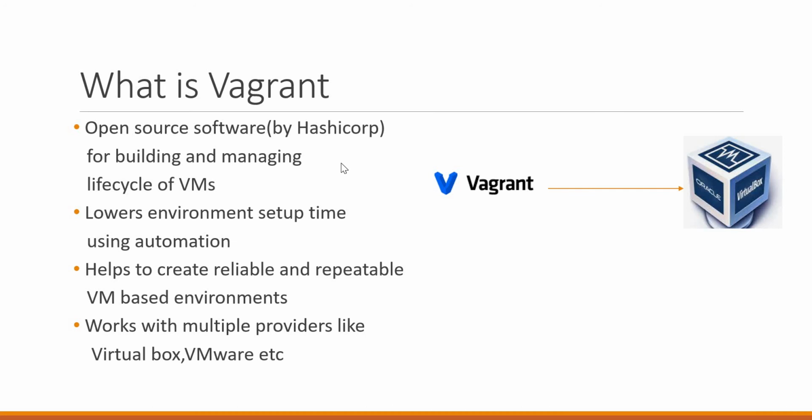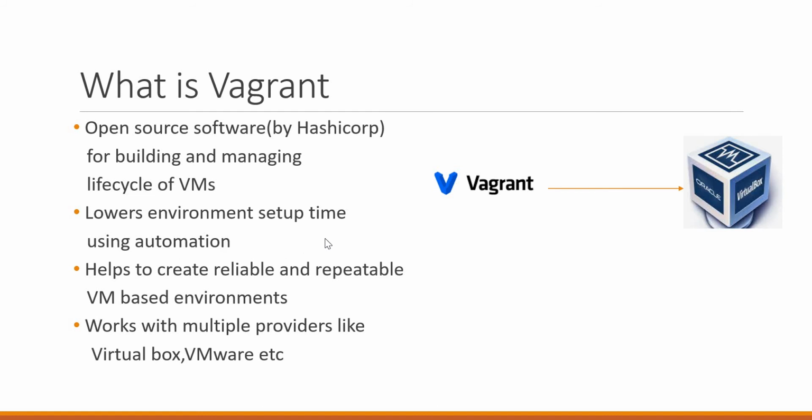So what are the advantages? We can lower the environment setup time, because this is an automatic process, so we do not need to go every time to the VirtualBox GUI and create the VMs. We just write a Vagrantfile. It is a configuration file provided by Vagrant. We just create the file and run it, and automatically all the VMs will be created for us. So it lowers the environment setup time because we use an automation process.